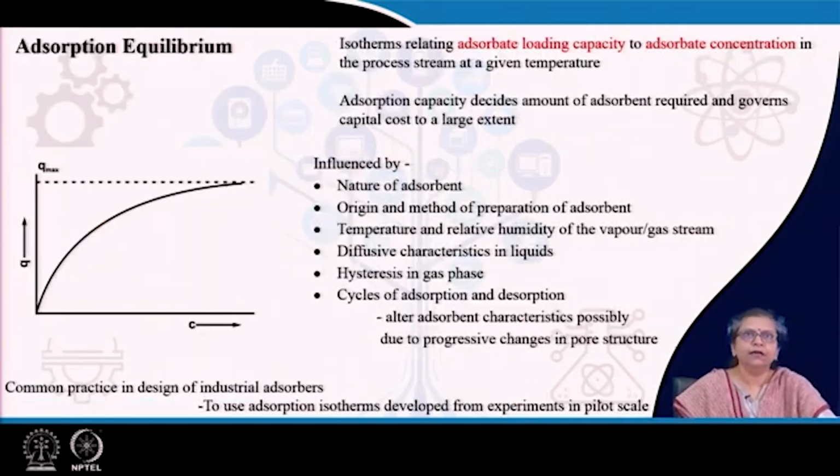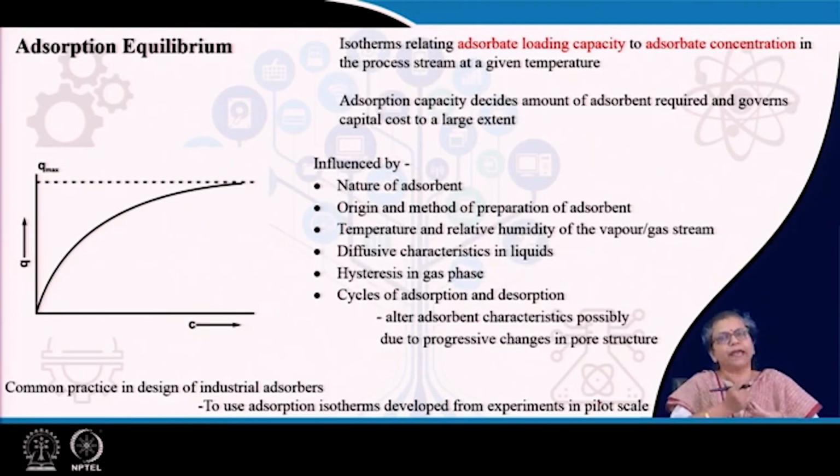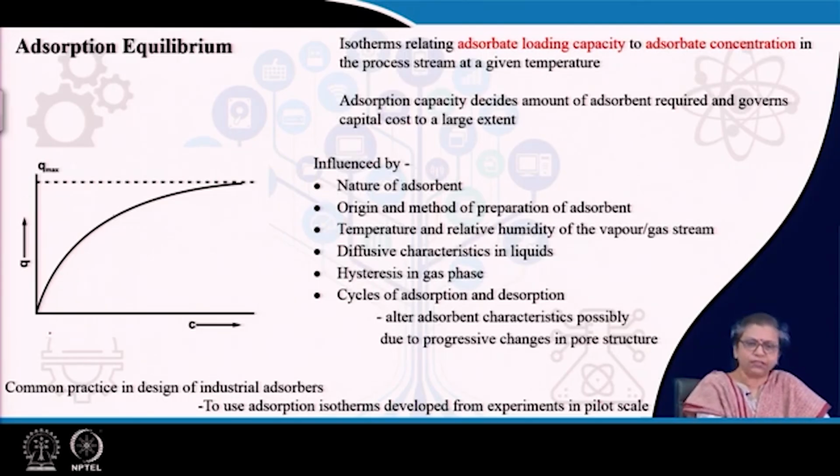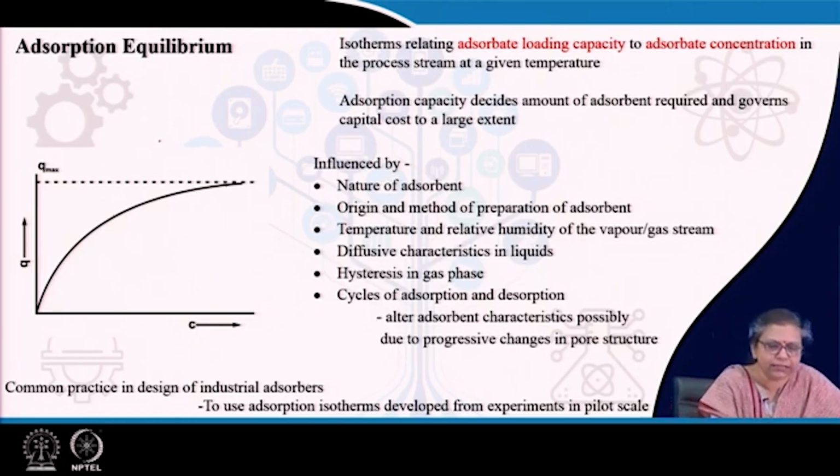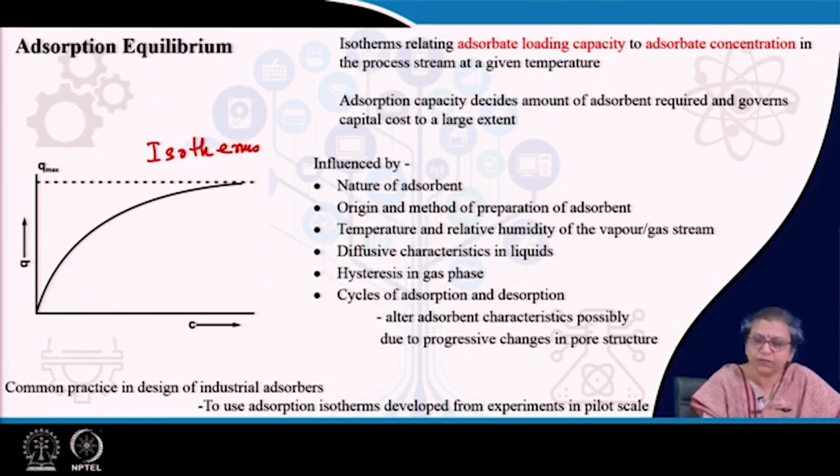Well, for every mass transfer operation, we have found that the equilibrium relationships are very important, because they show the maximum amount of mass transfer that occurs. And definitely in this particular case, as I have shown you, if you are plotting Q versus C, or in other words, if you are plotting the adsorbate loading capacity as a function of adsorbate concentration in the process stream, generally these are plotted at a given temperature, and therefore they are known as isotherms.